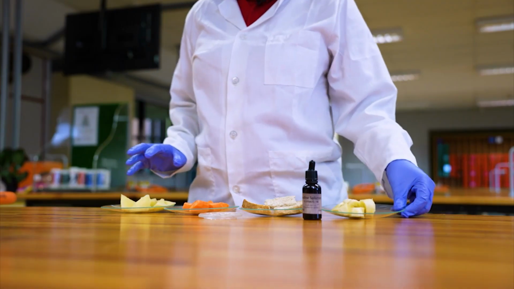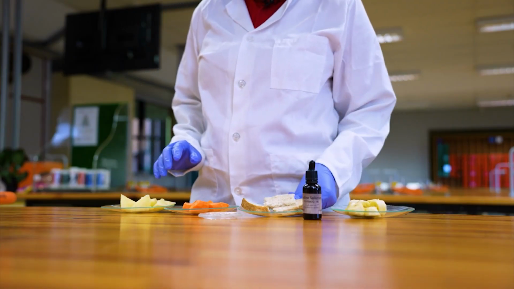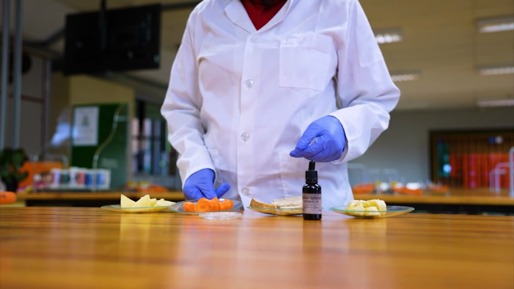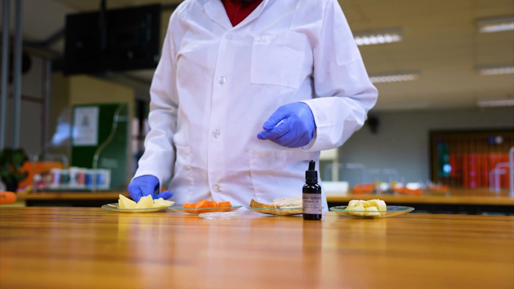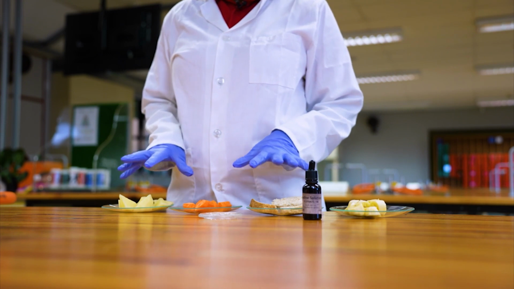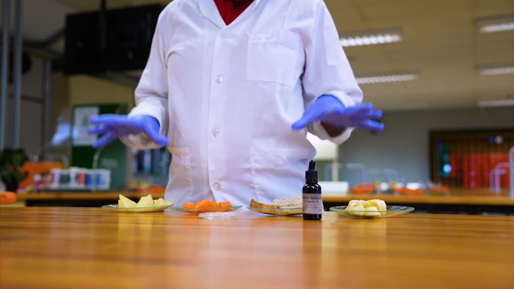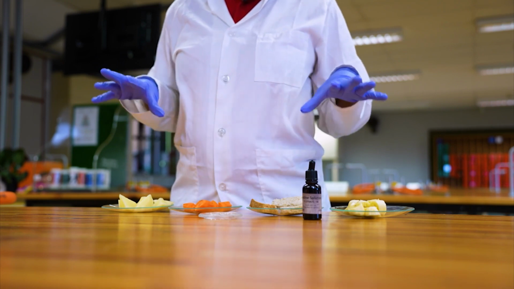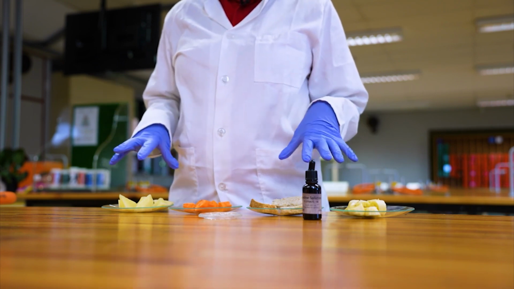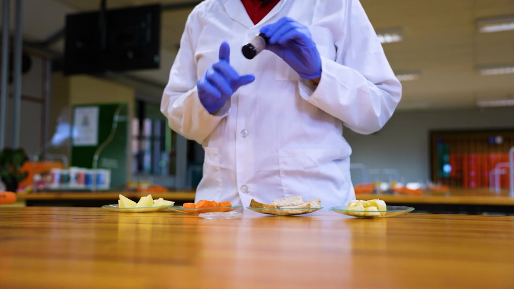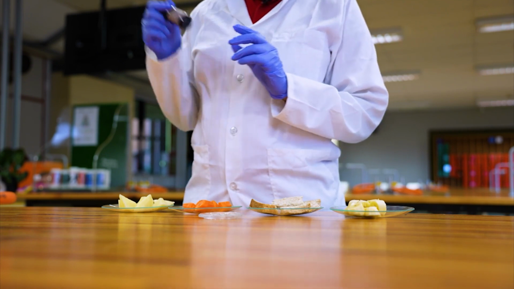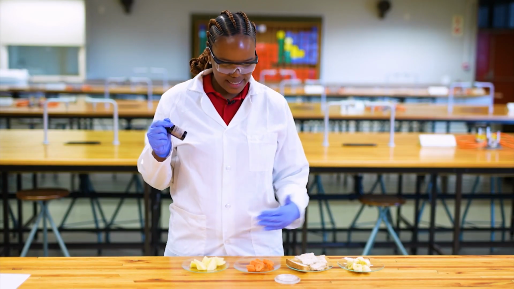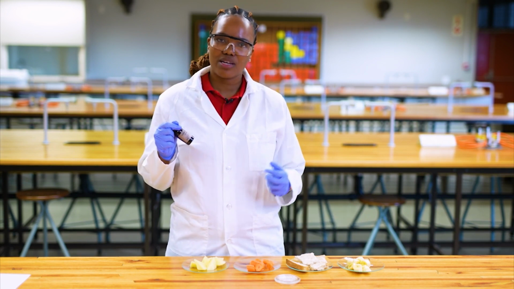I have a banana here that is cut up. I have brown bread, I have carrots, and I have potato. To cut these things up, I used a knife. If you want to perform this experiment, please make sure that you do it under the supervision of a parent. Okay, I have iodine here. I'm going to use iodine to test if any of this food has starch.